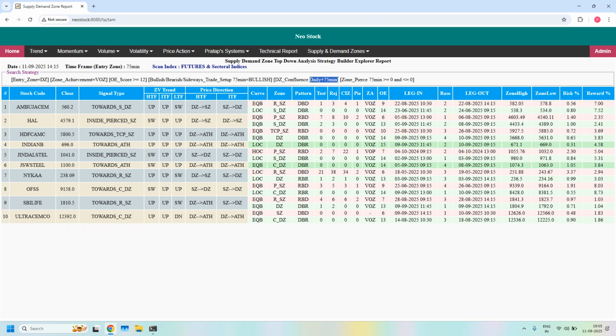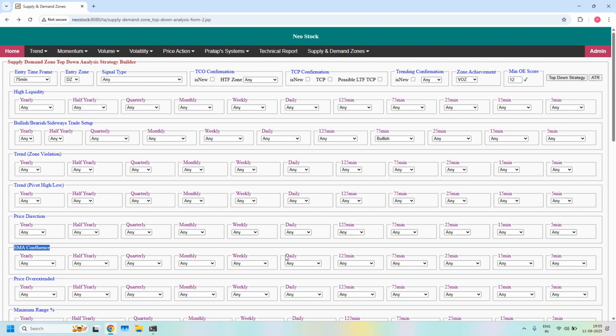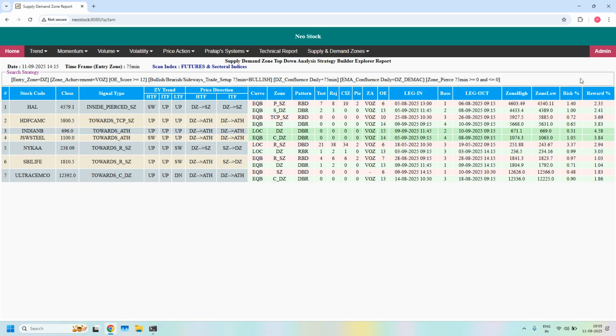75 and daily are overlapped. And daily trend is uptrend in all stocks. Further filter with EMA confluence at daily time frame, daily demand zone with daily EMA. So 7 stocks are filtered. So these 7 75 minutes demand zones might have more high probability to succeed, provided less than 20 checklist items are satisfied. Otherwise zones might be violated.